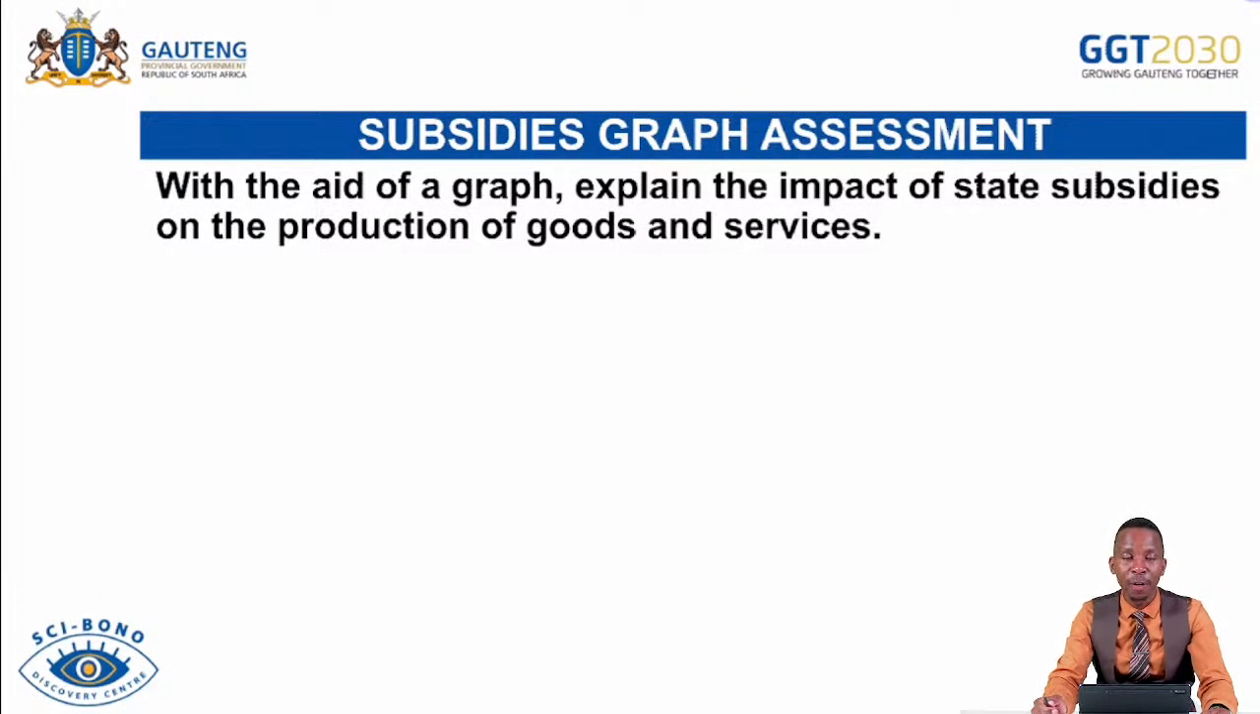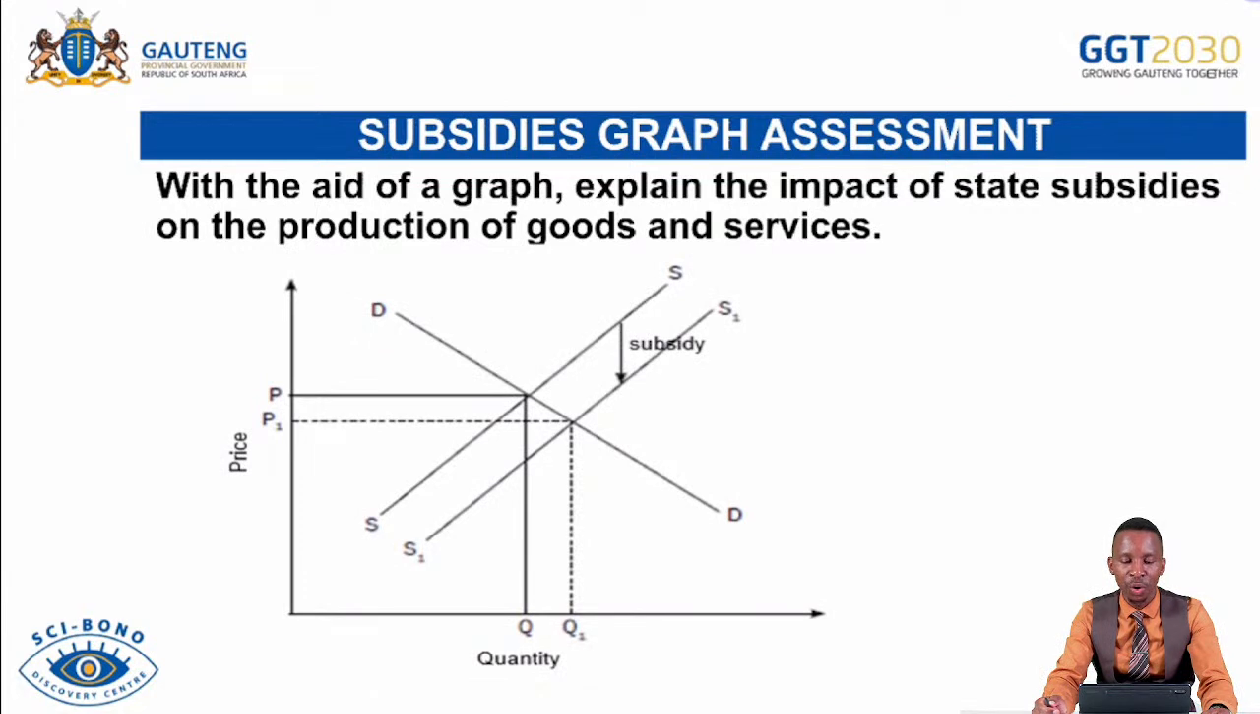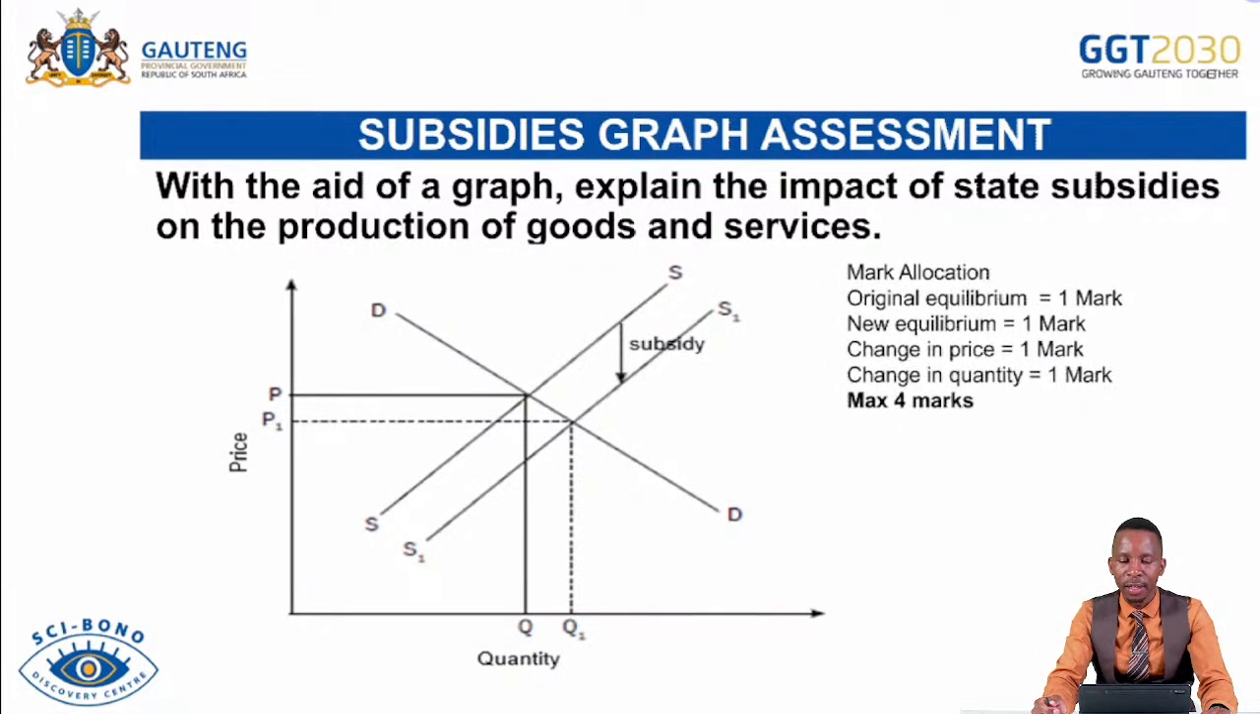And then the assessment for the introduction of subsidies. With the aid of a graph, explain the impact of state subsidies on the production of goods and services. The graph is given, drawn there. And then this is the allocation of marks. Marks were supposed to be allocated like this. Original equilibrium is 1 mark. New equilibrium is 1 mark. Change in price is 1 mark. And then change in quantity is 1 mark.